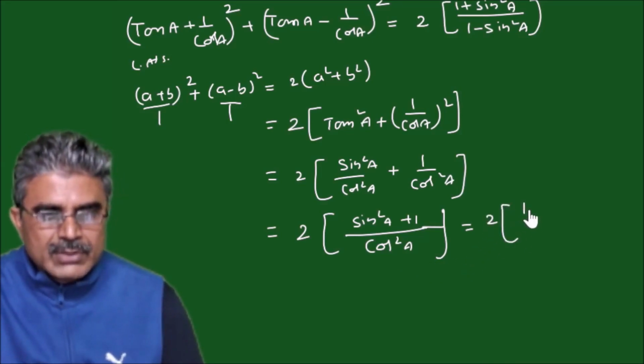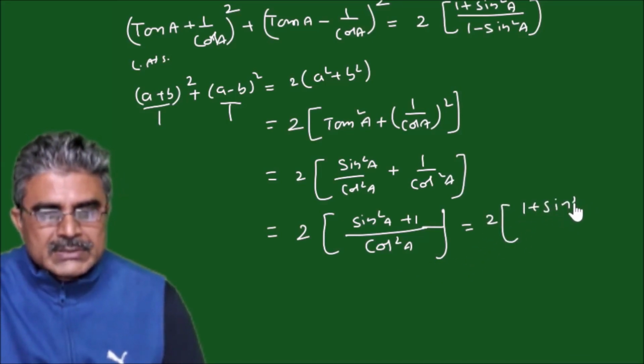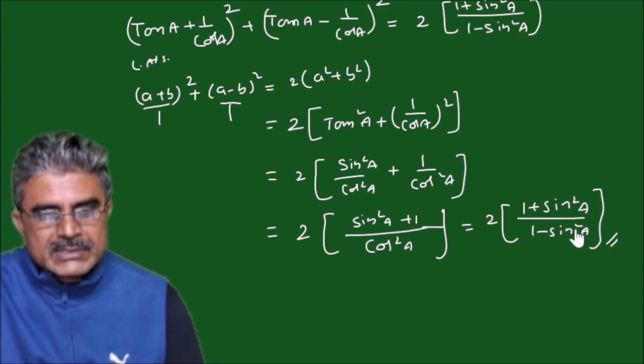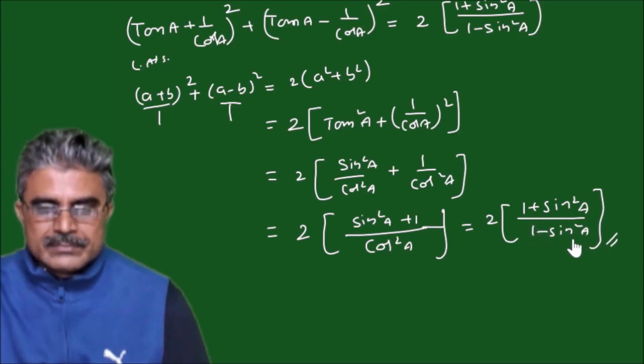So just by reshuffling you will have (1 + sin²A) / (1 − sin²A). This is the expression on the right hand side.